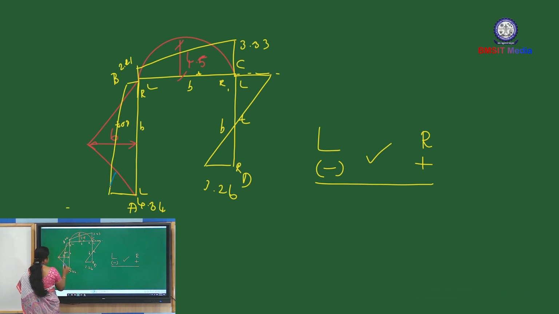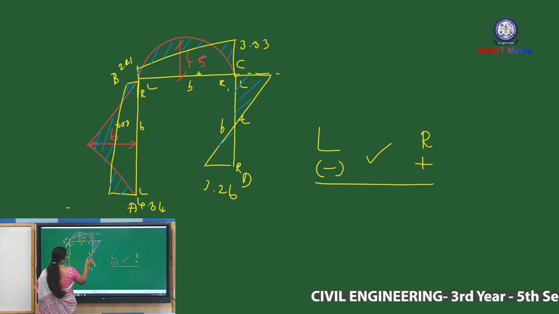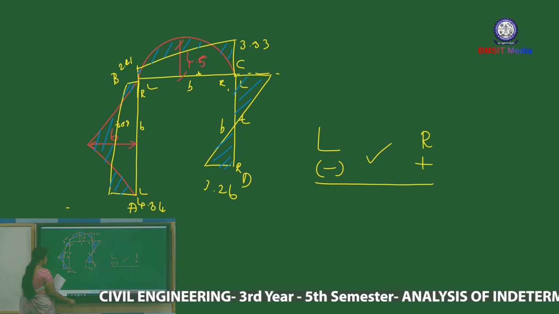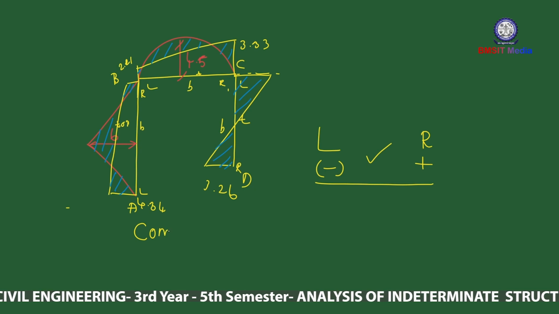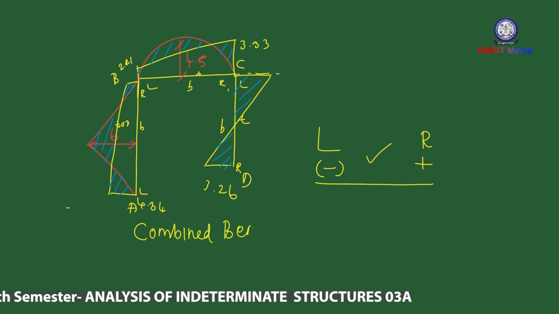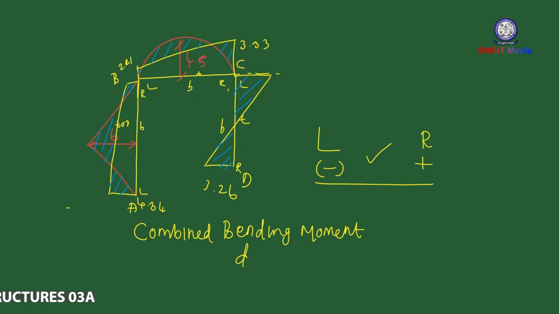Now shade it. This is negative, this is positive bending moment, this is negative, this is positive, and this is negative. So this is the combined bending moment diagram, combined hogging and sagging. That's all.